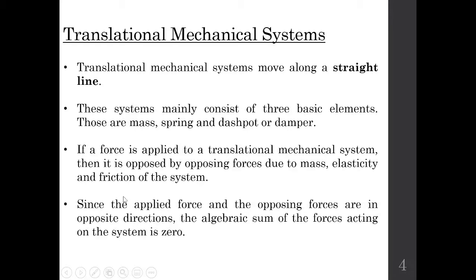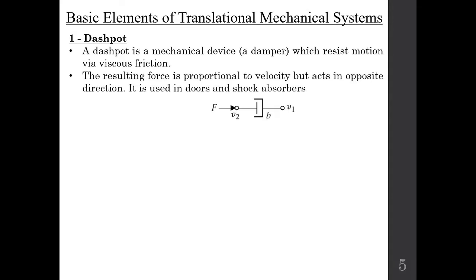Now, we have two kinds of forces whenever we study translational mechanical systems: the applied force and the opposing force. Since these two forces are always in opposite directions, the algebraic sum of these forces is zero. This is also known as the second condition of equilibrium, and we will be using this condition to solve translational mechanical systems. Let us first study what these elements are, that is mass, spring and dashpot.